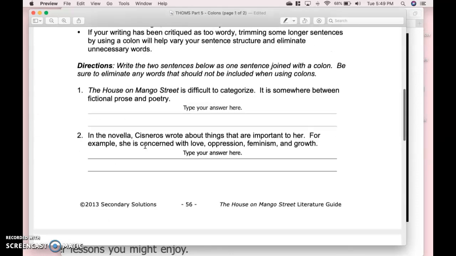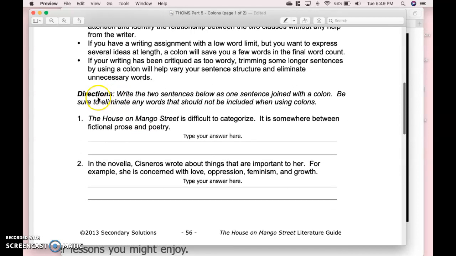Eight different sentences, okay? So the directions are here for questions 1 through 8. What you're going to do here is write the two sentences below as one sentence joined with a colon. Okay, so notice how in the first problem they're going to give you two sentences. They are separated by a period. You're going to recreate these sentences, and instead of using a period, you're going to use a colon. Now watch out. You are not rewriting the sentence exactly how you see it, putting in a colon and moving on. That would be way too easy.